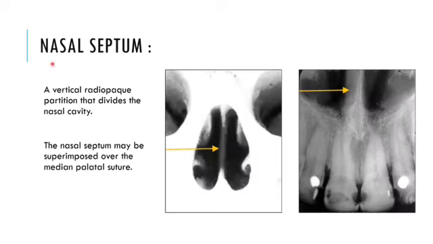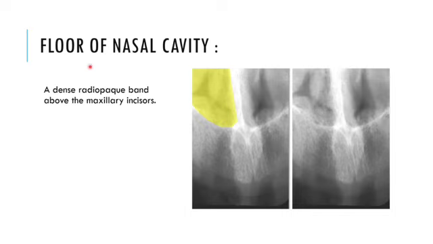So next is the nasal septum. It is a vertical radiopaque partition that divides the nasal cavity. So this is the nasal cavity and this is the septum. The nasal septum may be superimposed over the mid-palatine suture. So this is the mid-palatine suture, and this nasal septum superimposes the mid-palatine suture. Next is the floor of the nasal cavity. It is a dense radiopaque band above the maxillary central incisors. This is the floor of the nasal cavity.